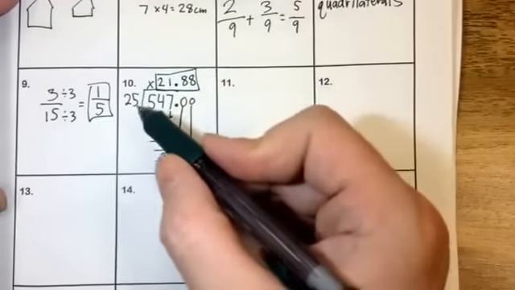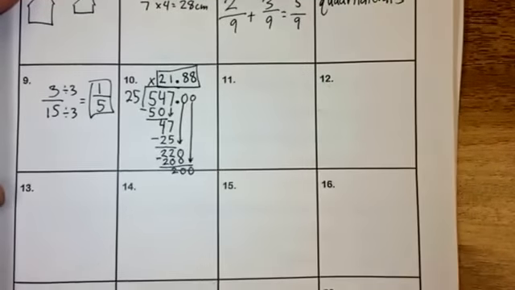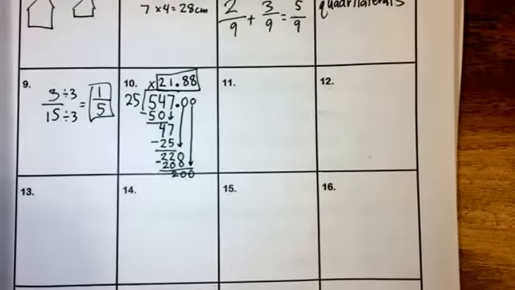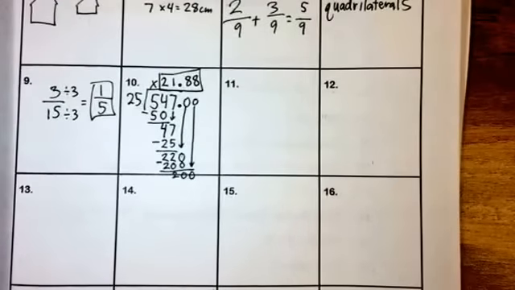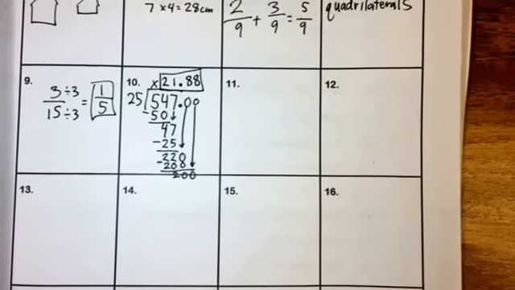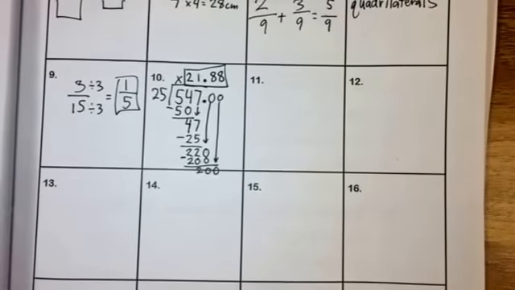If I did 8 times 25, I'm going to get 200 down here. When I'm done, I'm done. I just didn't want to bleed into my number 14 down there. All right, so that's our bell ringer problems for today.